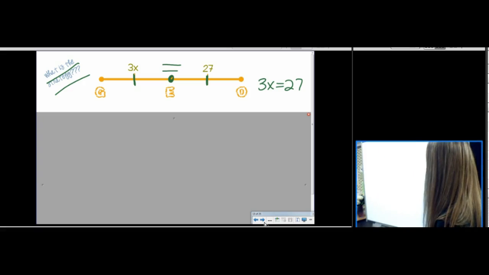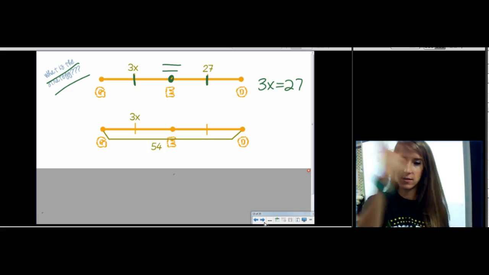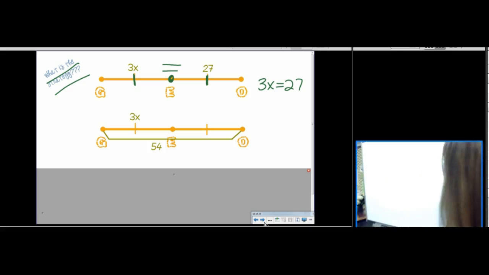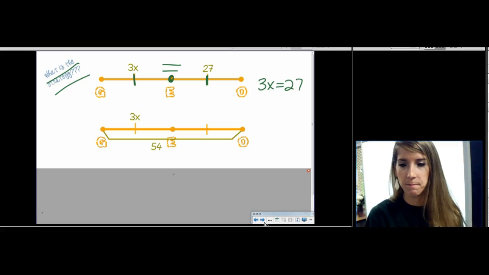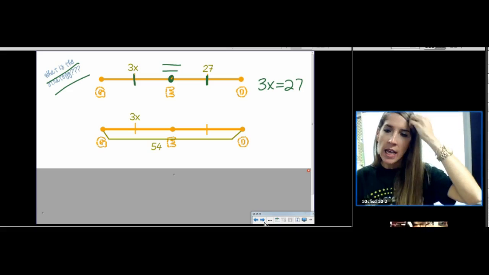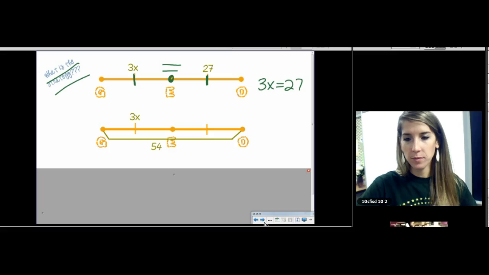Next situation I could throw at you. Can you picture me like throwing segments at you? Draw this one in your notes and think about, what would I do differently if she gave me this one? Is E still the midpoint of GO? Or OG?